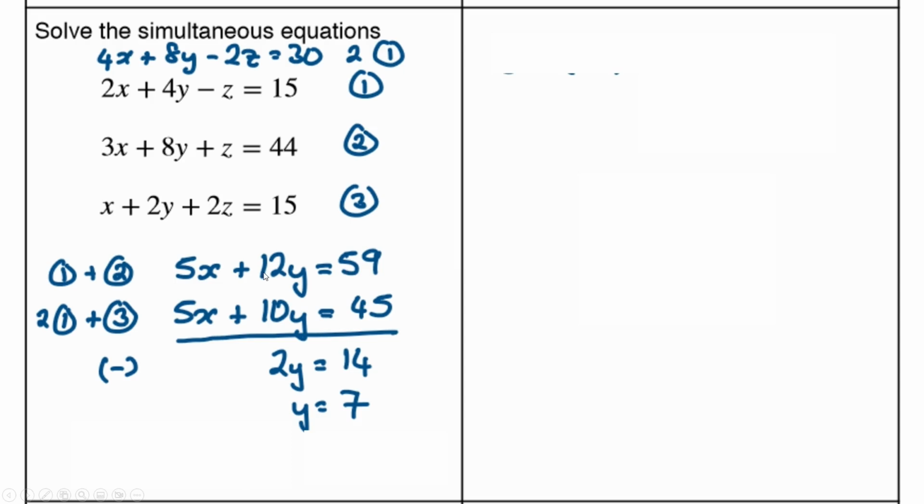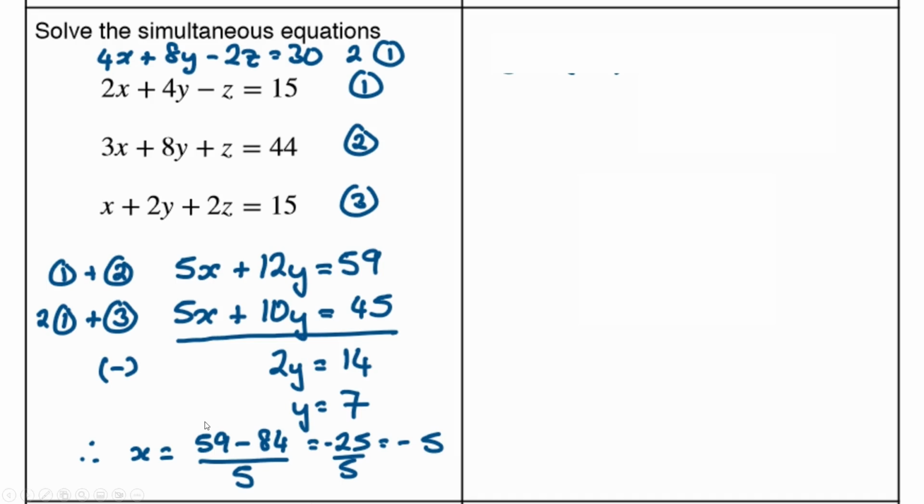So 59 minus 12 times 7 divided by 5 is going to give me x equals minus 5. It is not always the case. These are nice integers, but I will say typically they are. So if you've got some really wacky numbers, you've probably made a silly error.